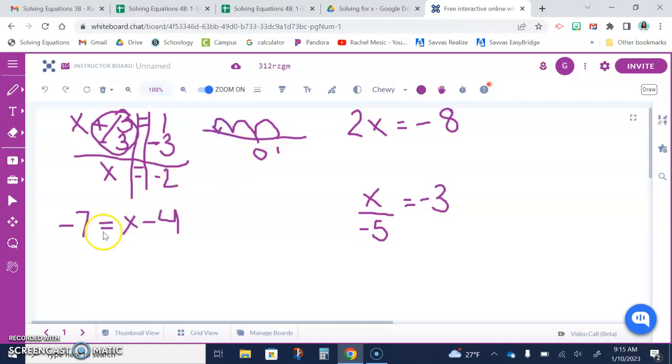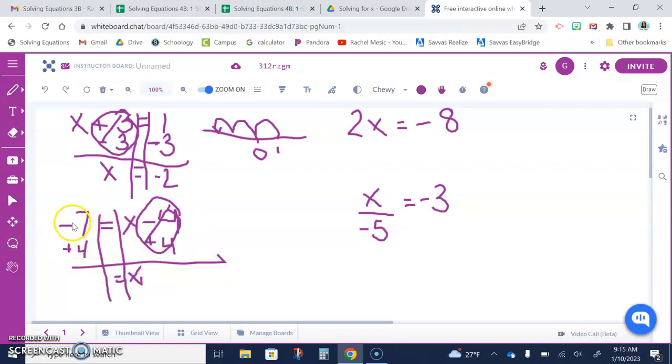All right, so for this one down here, the variable is on the right. We have to do the inverse of subtraction, which is addition. So we are going to add 4 to both sides. Negative 4 plus 4 is 0, which is nothing. So we're left with just the x.